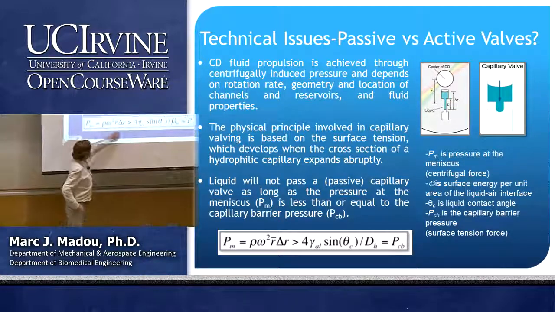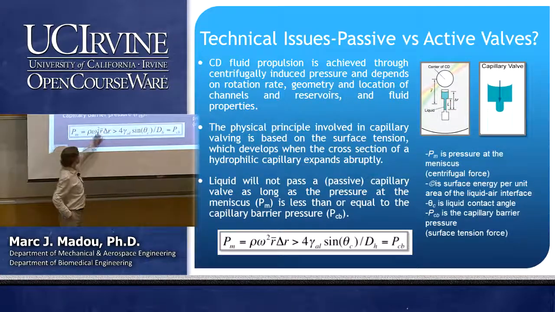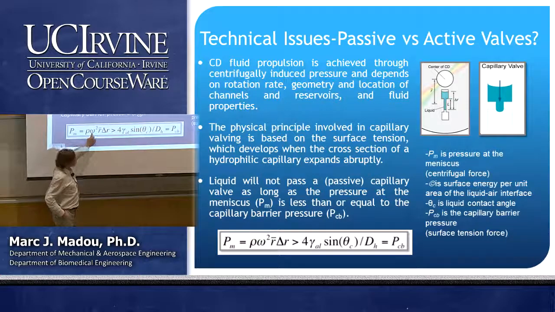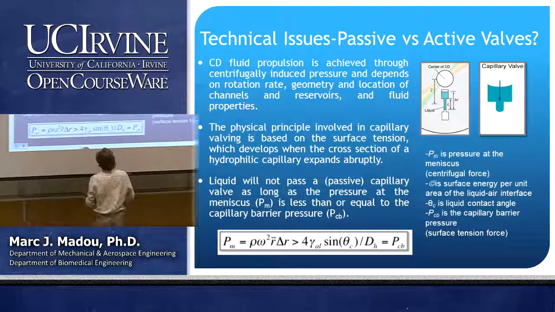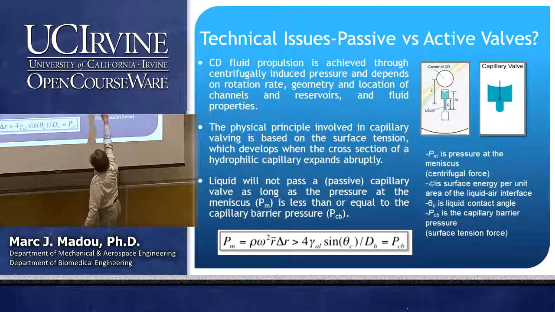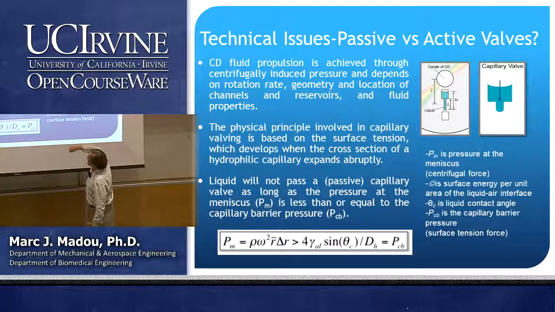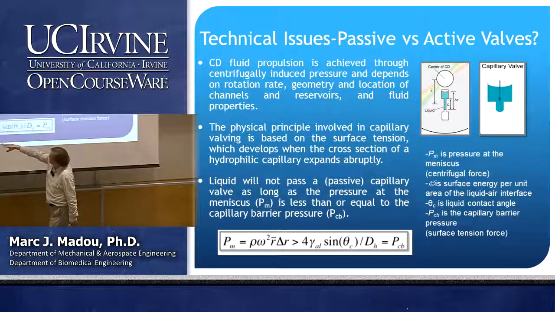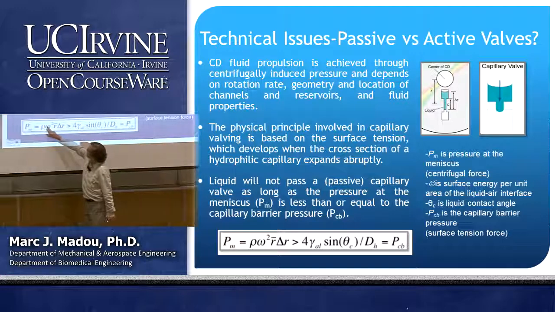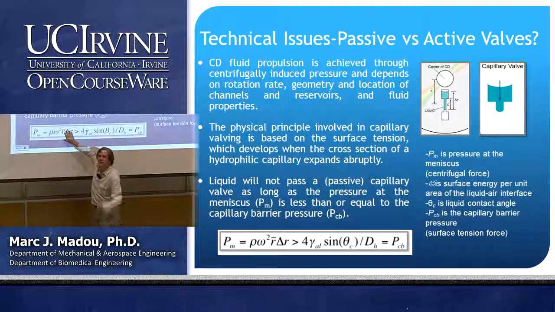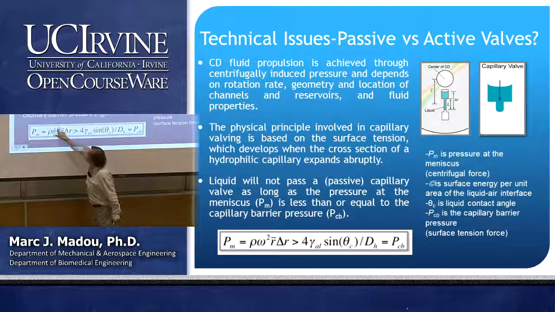So this term is the centripetal force, right? It has omega squared, that is the rotation speed in RPM, right? R and delta R are defined in there. Rho is the density, right? So density, spin speed, and basically the location of the liquid element in the CD.